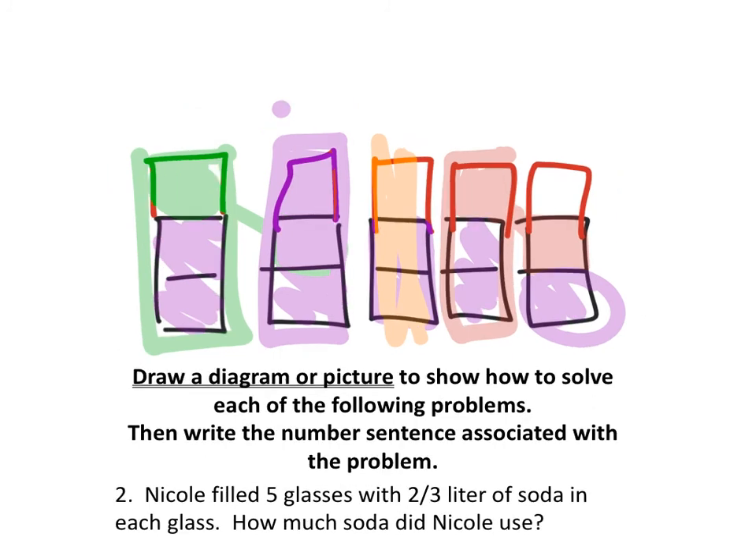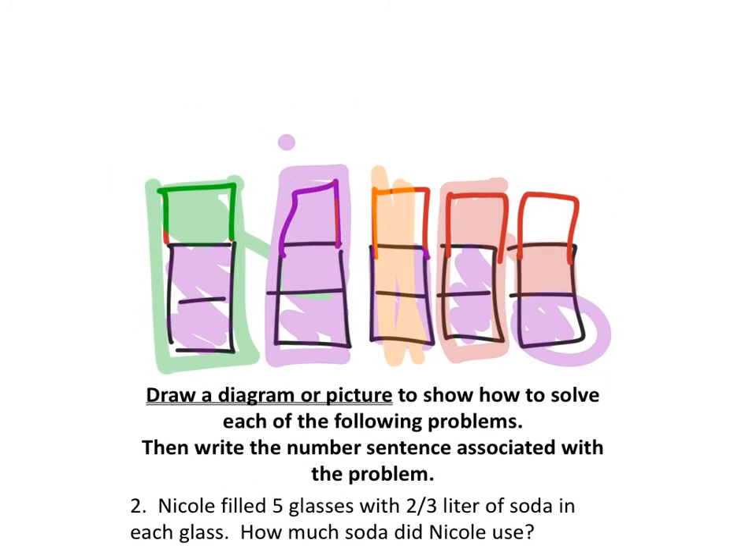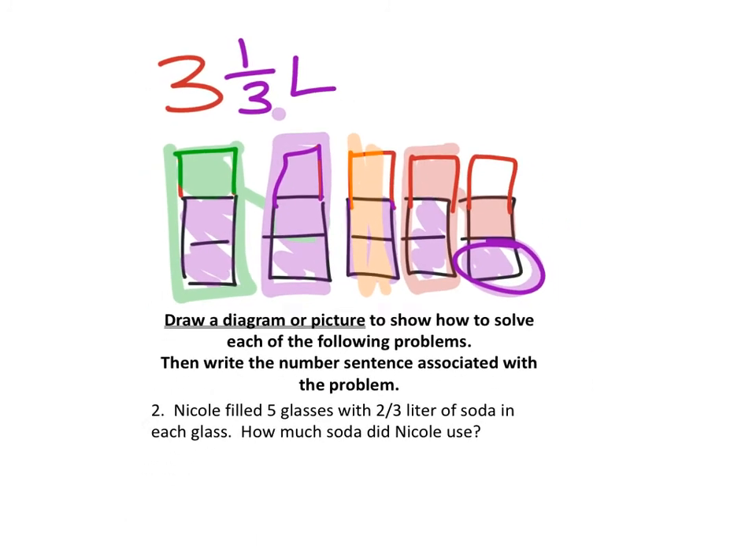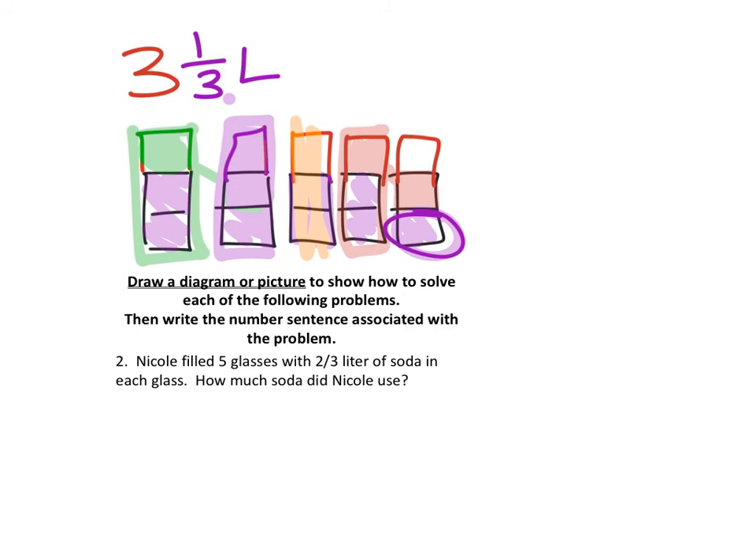So I ended up with 3 full liters. And then we ended up with this part right here, which is a 1/3 size piece, which is 3 1/3 liters. Now again, that's the mixed number, which in terms of applications, generally speaking, you would use. However, if we talk about the math specifically, which I'm going to show next, then the improper fraction works much better. So this was 5 glasses of 2/3. As it turns out, it's the same as 5 groups of 2/3, which is why this is multiplication, you guys.